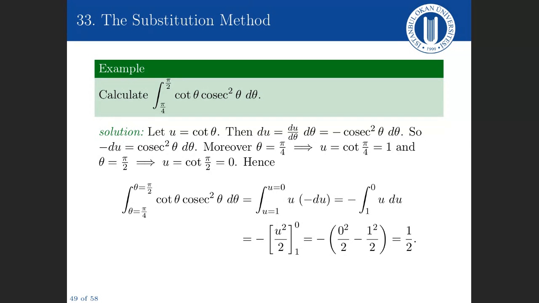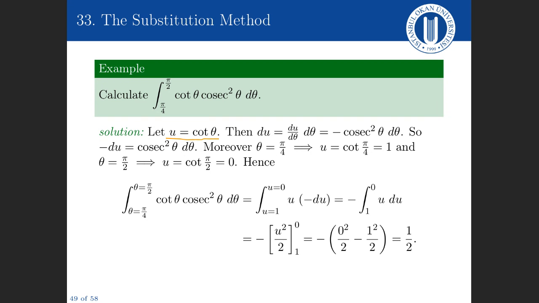Calculate the integral from pi over 4 to pi over 2 of cot theta cosec squared theta d theta. We need to choose a u. There's 2 possible options here. We might choose cot theta, or we might choose cosec theta. You could try both to see which works. I know that the one which works is choosing cot theta. But there's no obvious way to decide this. It's just try them both and see which one works.